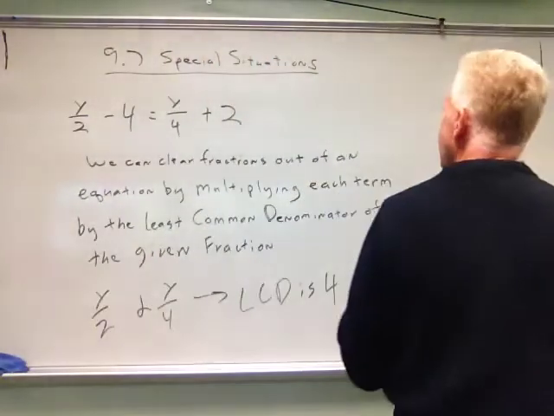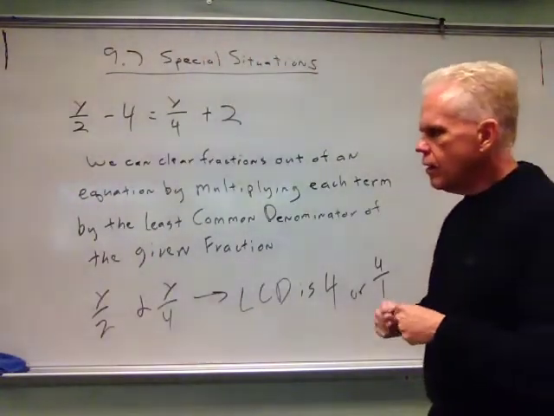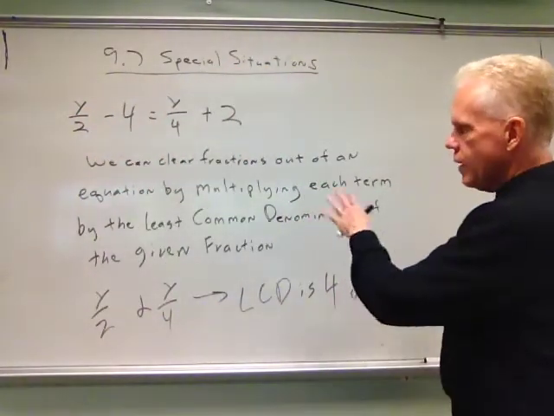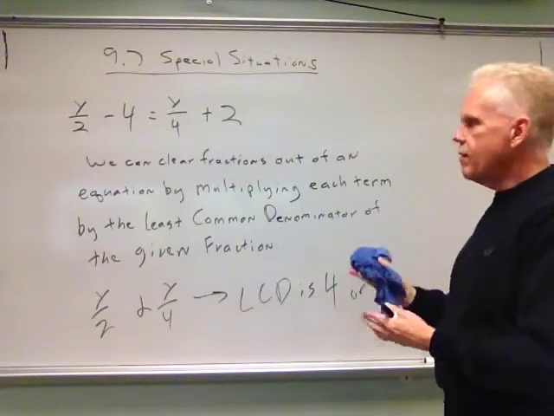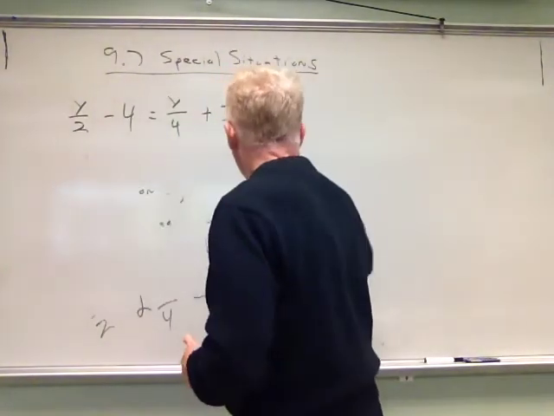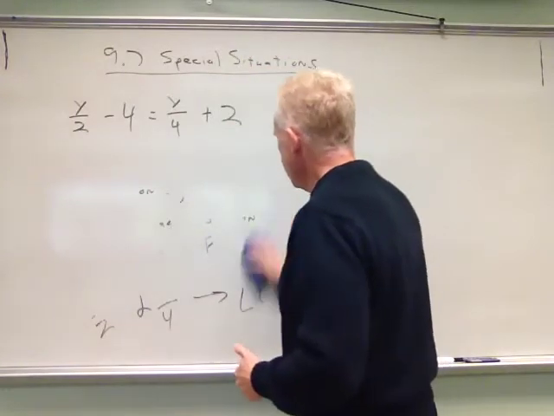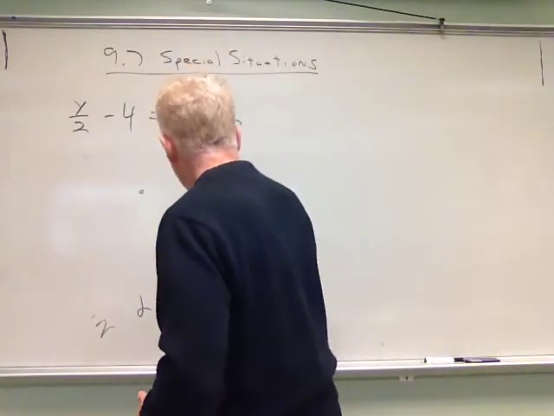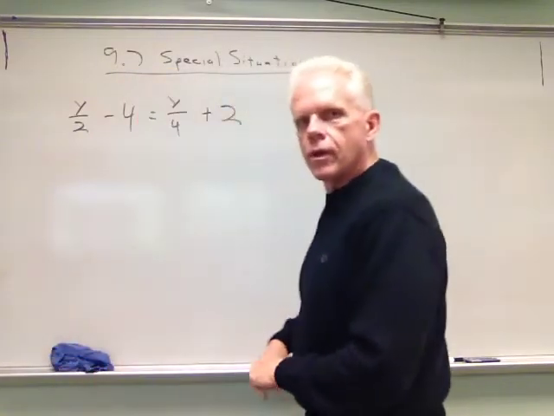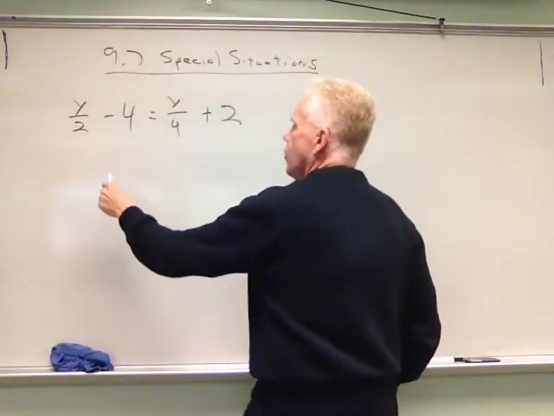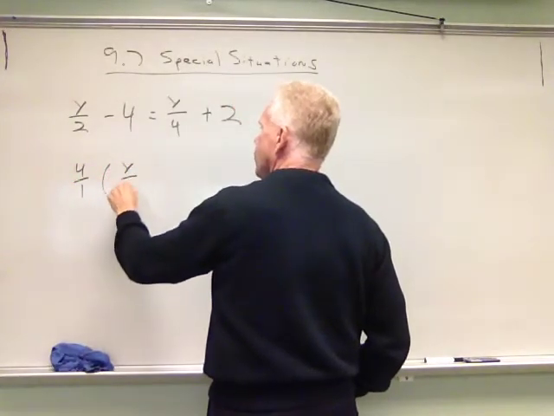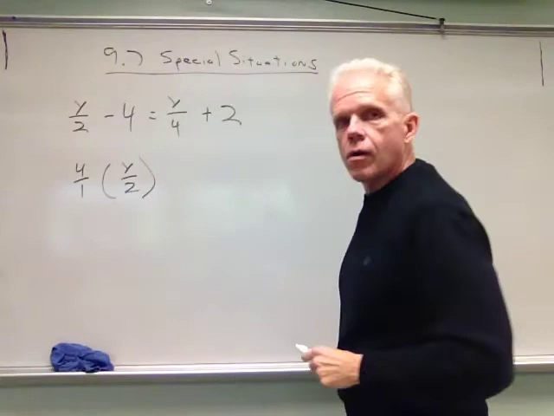Let's take a look at how that works. Let's suppose we erase this, so we'll have a little space to work with. Capture this in your notes; you'll have it up to this point. We know that the LCD is 4, or 4 over 1. And so one by one, we're going to go through here and multiply through. So let's do 4 over 1 times y over 2. That's the first term, right?